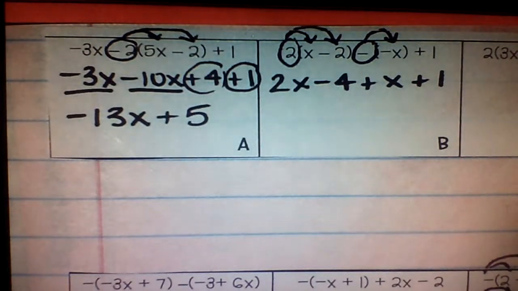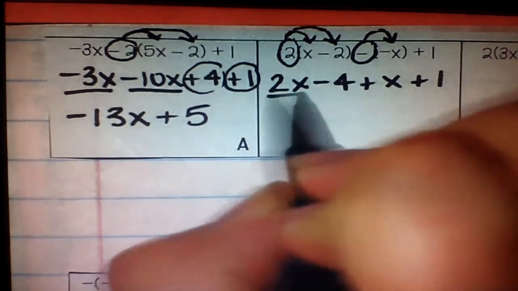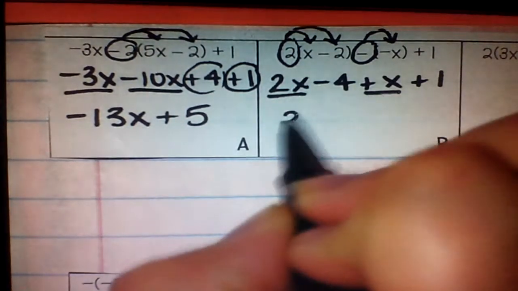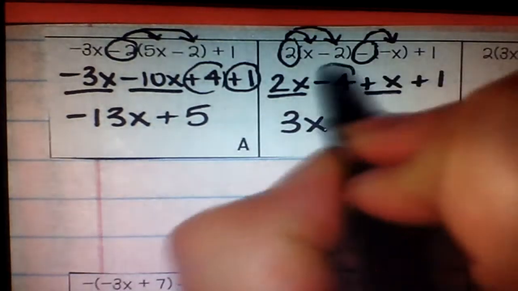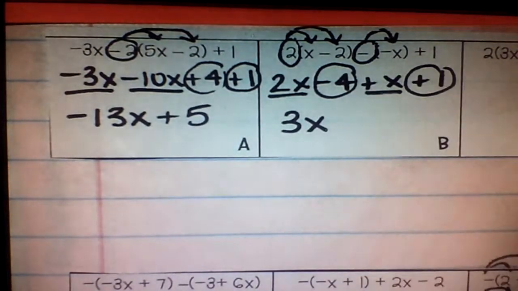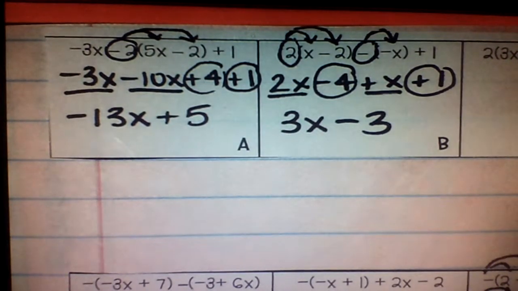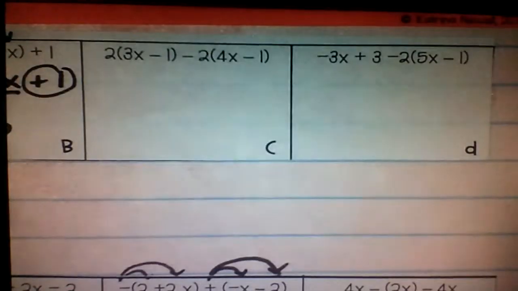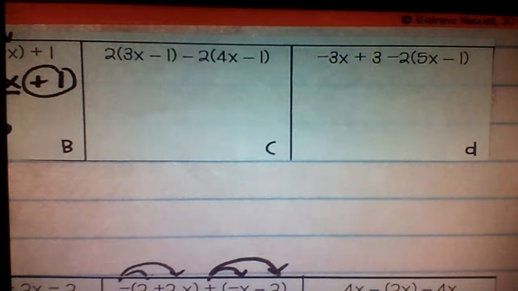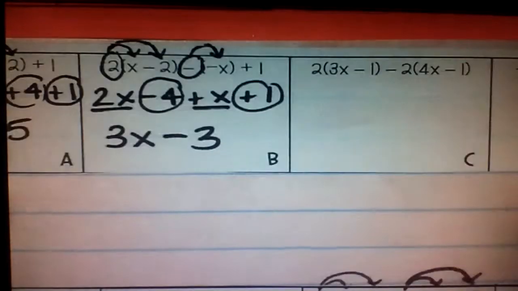Some of you forgot about that negative outside of the parentheses. So now we combine like terms. That becomes 3x. And -4 and +1 becomes -3. Questions on A or B? Okay. Sorry, let me leave B up there.